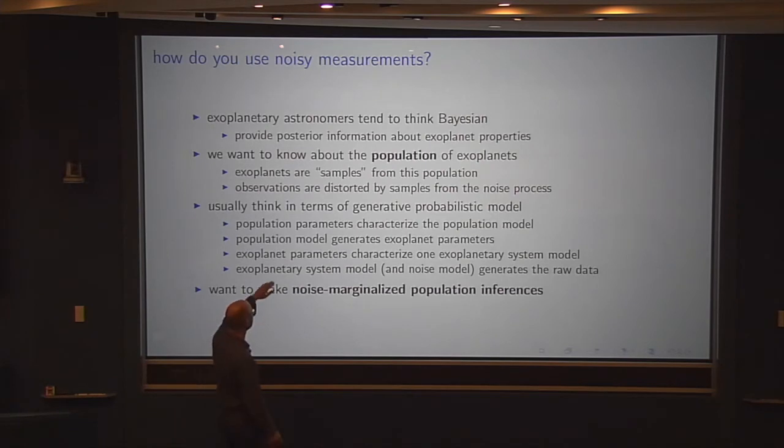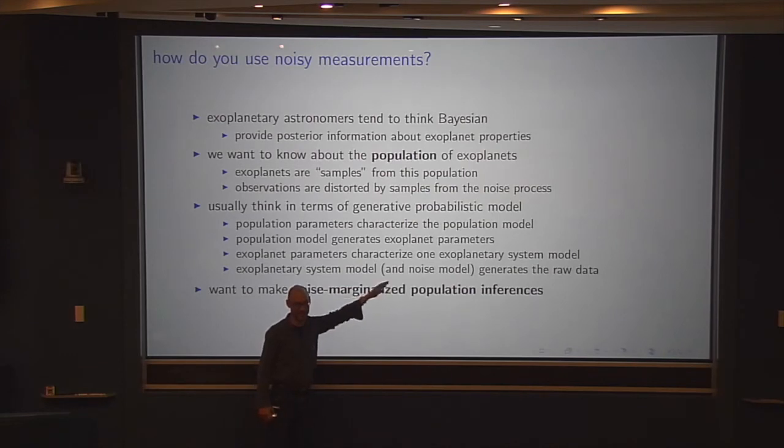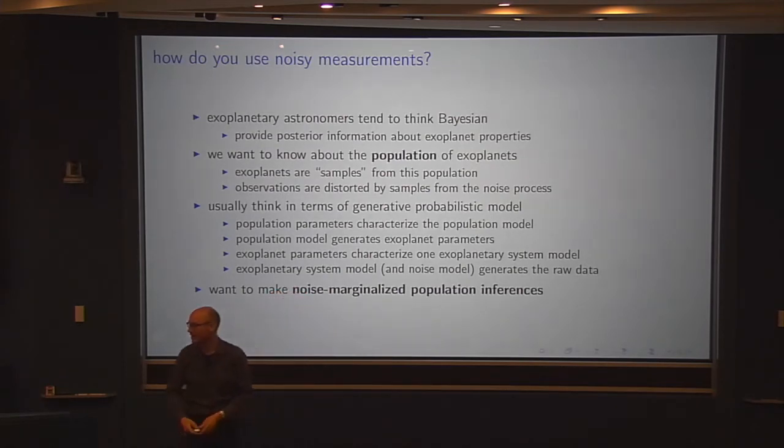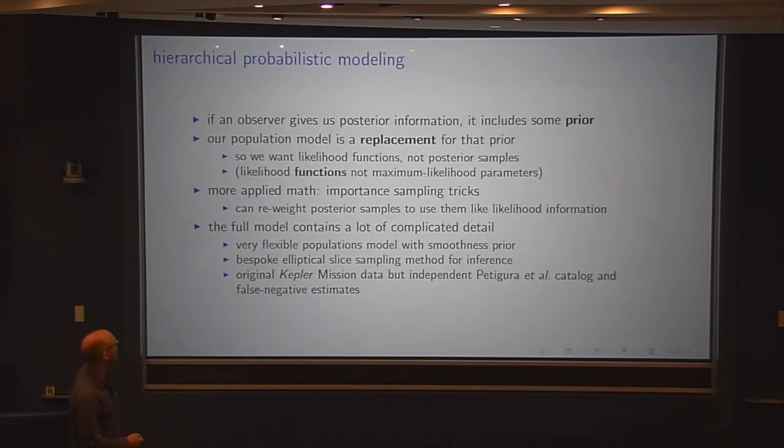The way we're going to understand the population is we're going to think of it as a hierarchical model. So there's a population, and the population generates exoplanet parameters, and those exoplanet parameters generate an exoplanetary system, and that system generates the noisy data. So now we're going to try and infer the population properties in this hierarchical model where there's a population that generates objects which generate the data. I'm not going to show much detail because it gets so boring. Blah, blah, blah. We do some applied math.